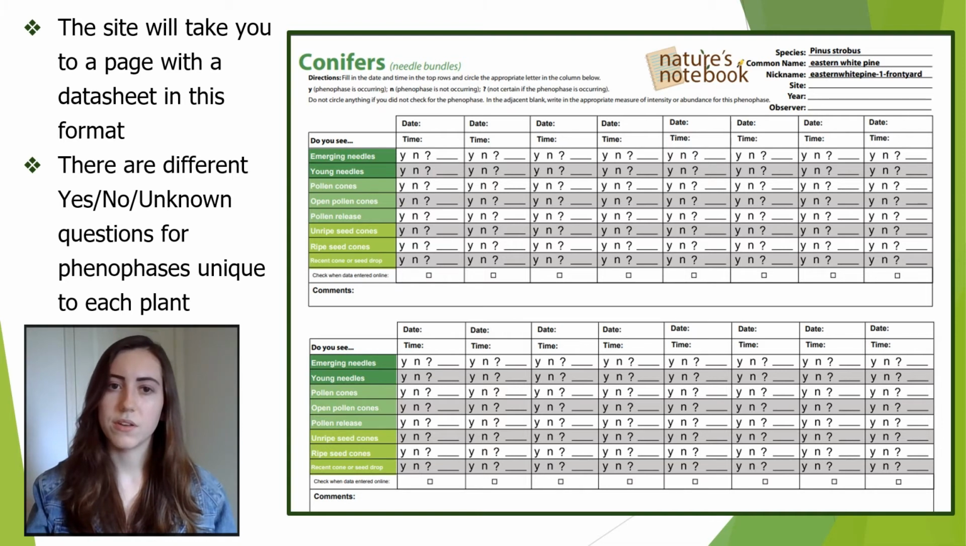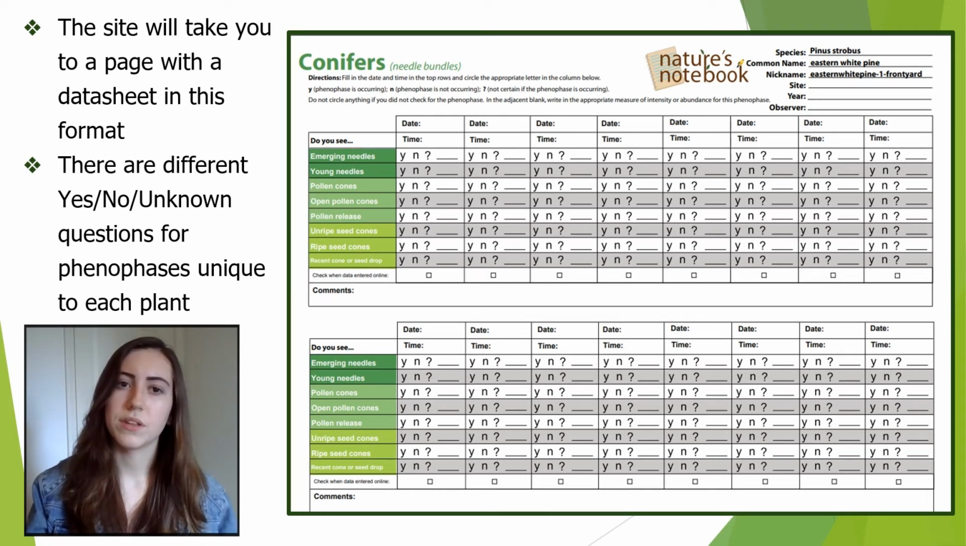Once the sheet is printed out, you fill in the date and time in the top rows and circle the appropriate letter in the columns below with a pencil or pen. Do not circle anything under a column of a specific phenophase if you did not check for that phenophase in the first place. In the adjacent blank space to the right of the yes, no, unknown prompts, you can write in the appropriate measure of intensity or abundance of the phenophase, if you wish to. In other words, you can put the number or percentage of that type of phenophase you saw in the blank space.